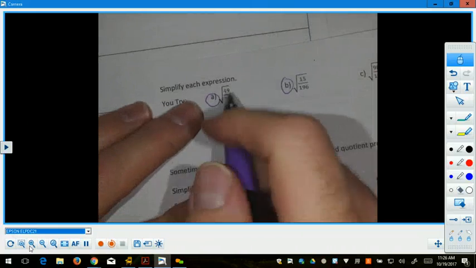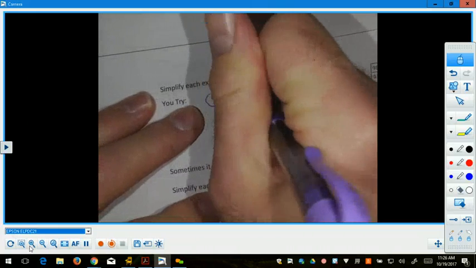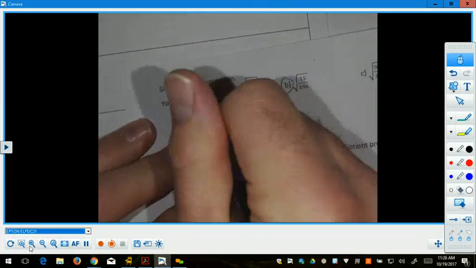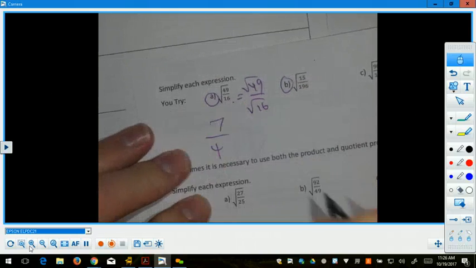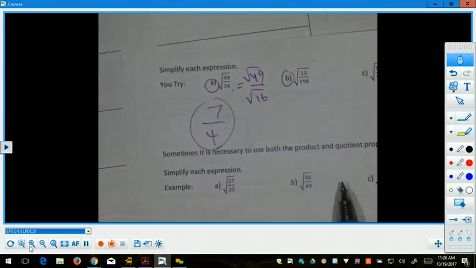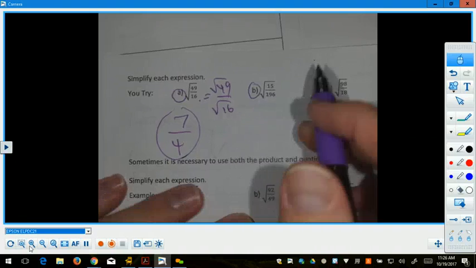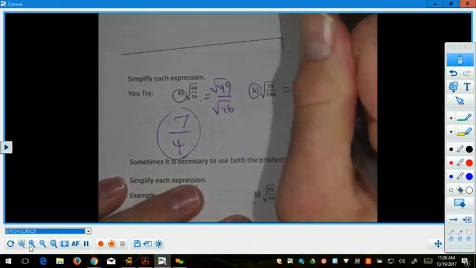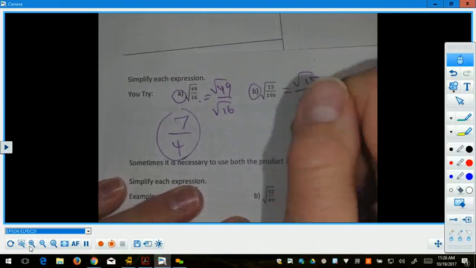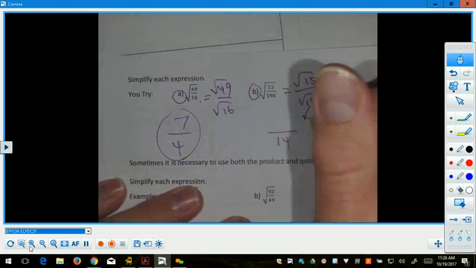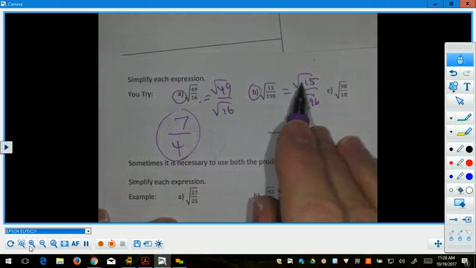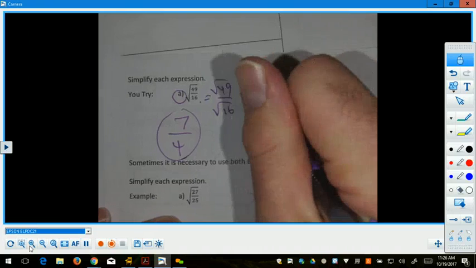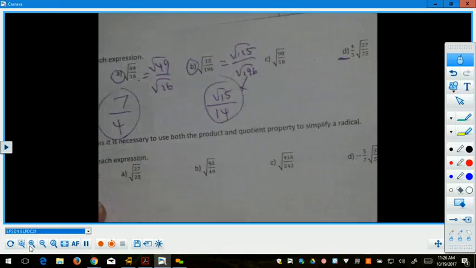These are perfect squares, so the denominator is, right? Separate them. Square root of 49 is 7. Square root of 16 is 4. Done. This one's a perfect square, so separate it. Square root of 196 is 14. Is there a perfect square that goes into 15? No. So it stays just like that.